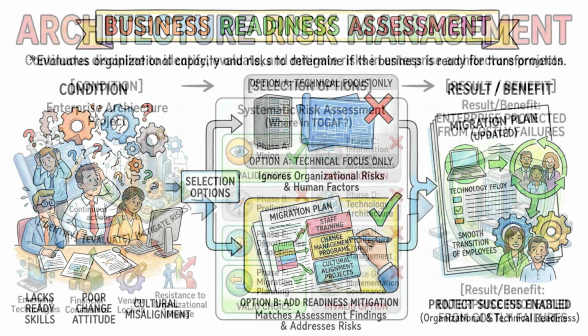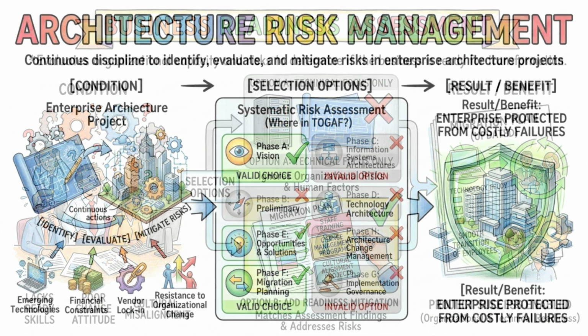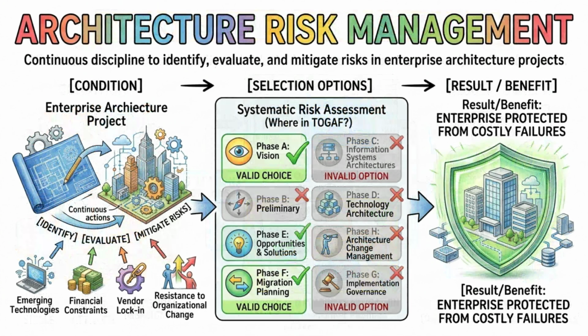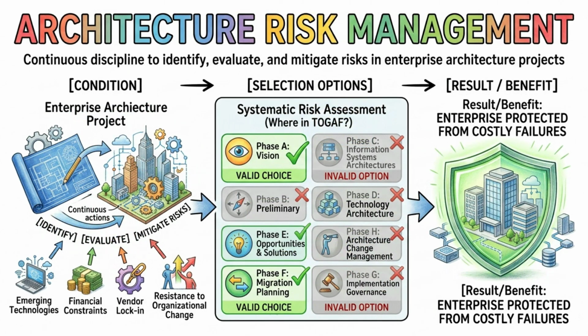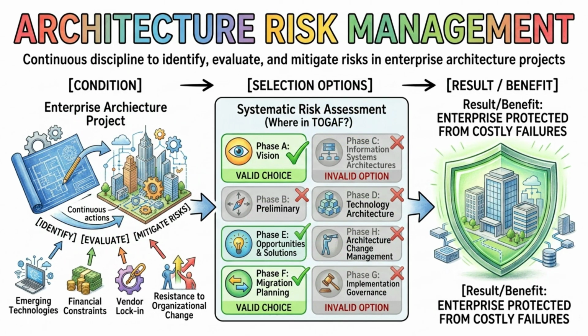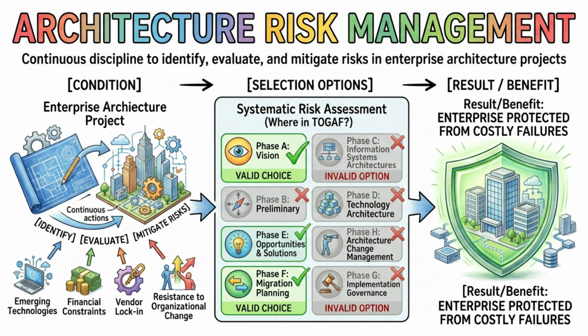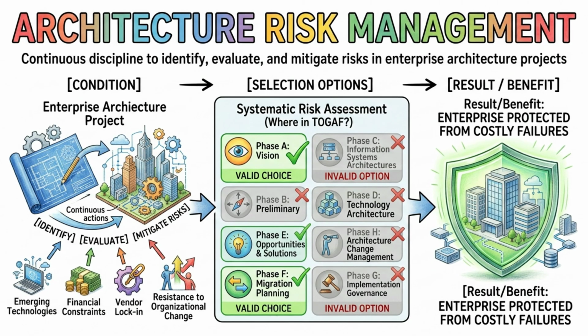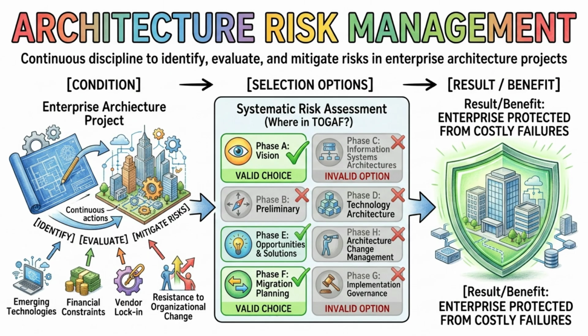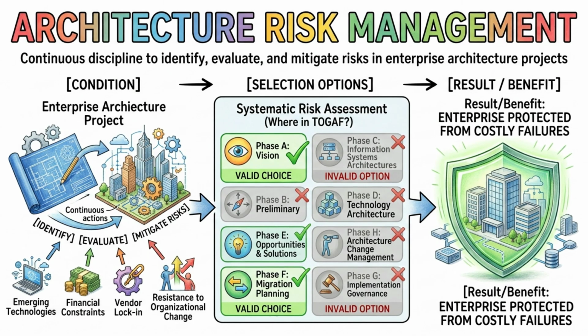Architecture risk management is a continuous discipline used to identify, evaluate, and mitigate risks associated with enterprise architecture projects. Risks can stem from emerging technologies, financial constraints, vendor lock-in, or resistance to organizational change. Architects systematically assess risks during Phase A, Phase E, and Phase F to protect the enterprise from costly failures.